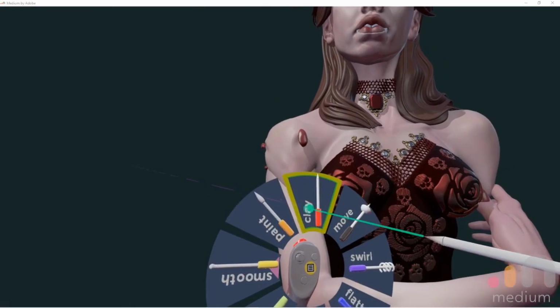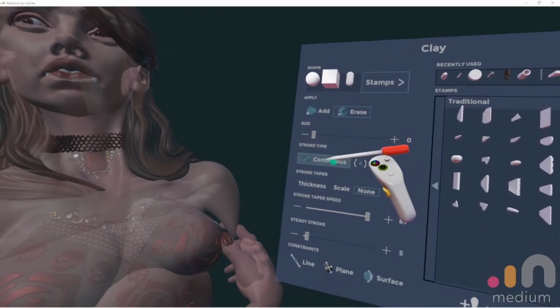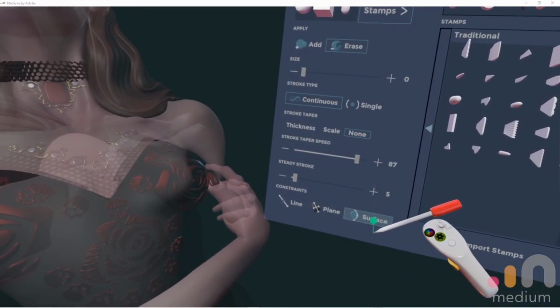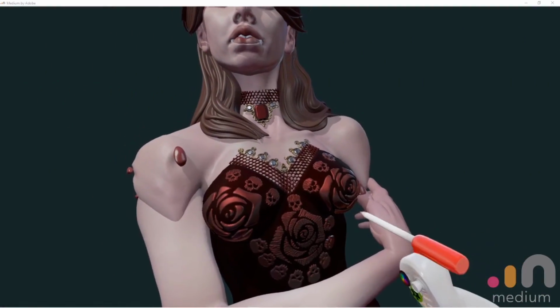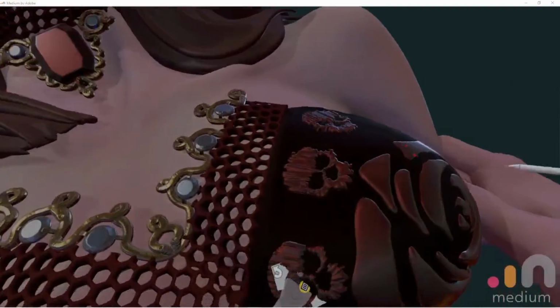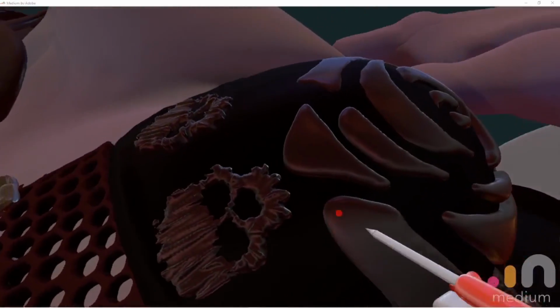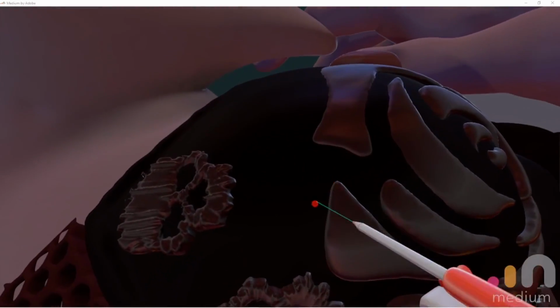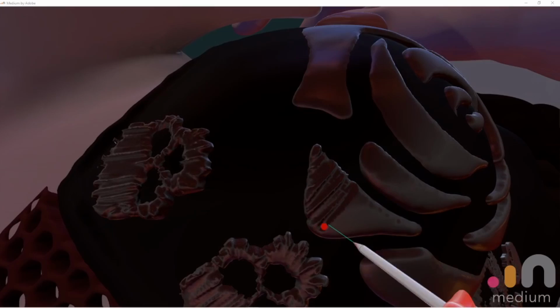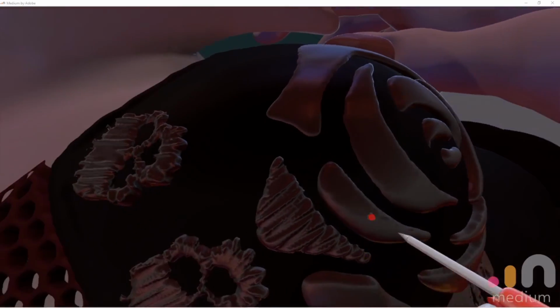Let's get to it. Clay. Continuous and surface. Make sure you've selected the layer that you want to edit. And with clay on subtract, we scribble little lines to represent the stitching.